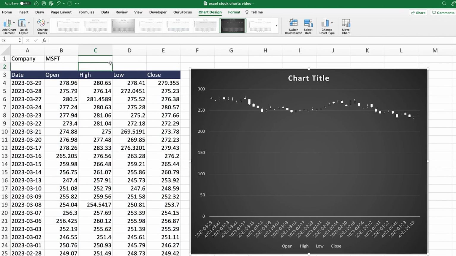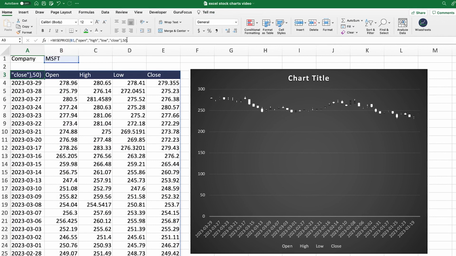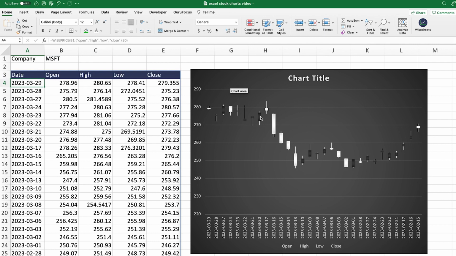You can also shorten the time interval. So in this case we could change it from 50 to like 30. And in this case, what's going to happen is that you're going to be able to visualize the data a lot better, a lot closer.